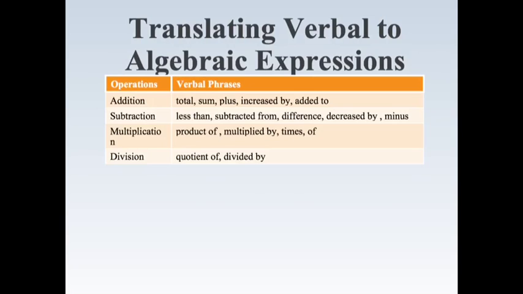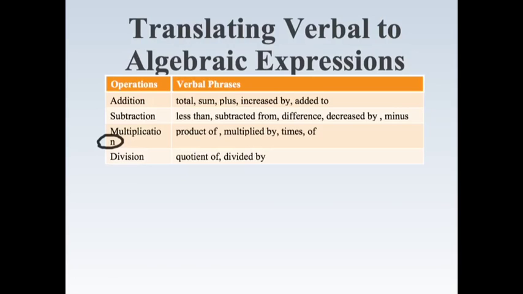This is a handy chart that's going to really be of assistance to us in understanding what phrases mean and how to translate them. So I do want you to take a look at this, copy it down. Sorry about this. I don't know why that happened, but that word is multiplication. Words we use when talking about addition would be total, sum, plus, increased by, added to. Subtraction: less than, subtracted from, difference, decreased by, minus.